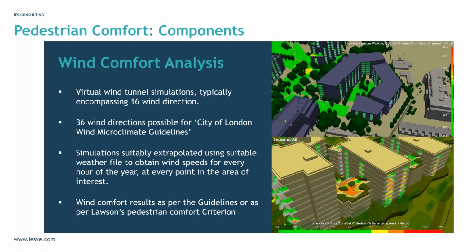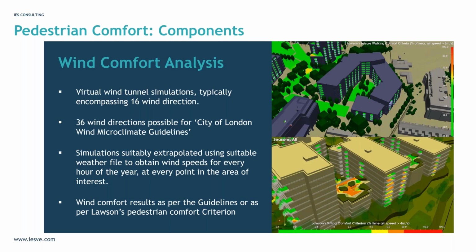Wind is the traditional one associated with a pedestrian comfort analysis. In this analysis, as has been done traditionally, this is a virtual wind tunnel analysis. So we create the full model of the site, including all the elements, and blow wind over the site in the CFD program. The wind can be blown over it in 16 wind directions typically. The City of London wind microclimate guidelines require 36 wind directions, so we can manage that as well.